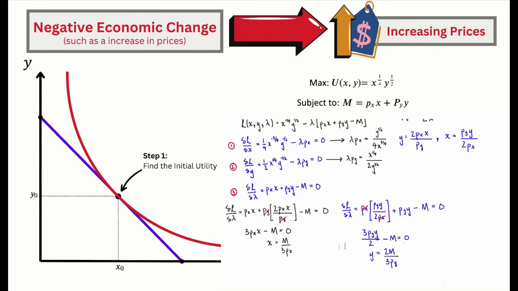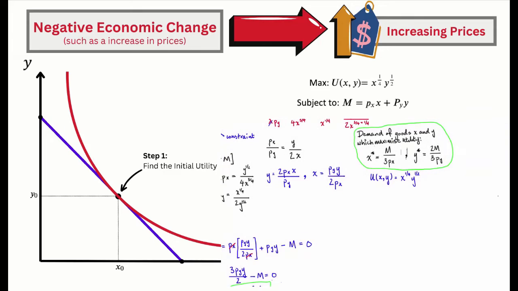So what we've found, guys, at any particular level of income and price of either good X and good Y, our demands for goods X and good Y, which maximize our utility, are going to be equal to this function here and this function here. So we've found the demand of good X and good Y, which will maximize her current utility given a particular income constraint that she has.